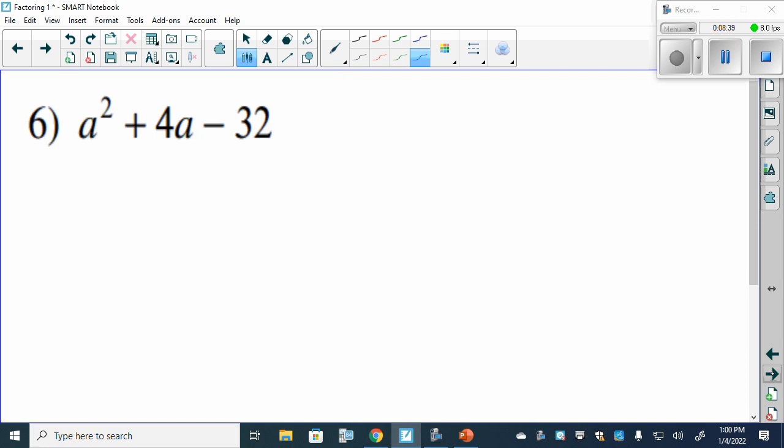So if we look at the next problem here, a squared plus 4a minus 32. The first thing we want to look for is a greatest common factor. Is there a greatest common factor between these three terms? Well, no. Kind of the giveaway is a squared and 32. Those don't have any common factors, so most likely there's not going to be one. So we can go on and write our two sets of parentheses with 3 spaces, our second step.